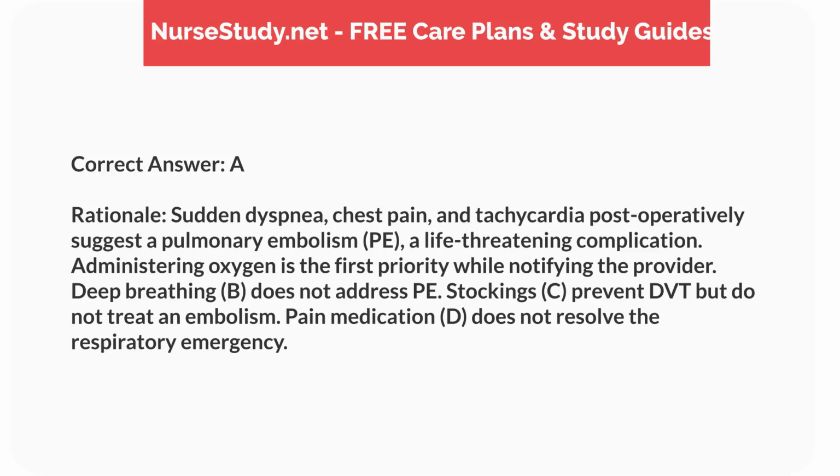Rationale: sudden dyspnea, chest pain, and tachycardia post-operatively suggest a pulmonary embolism, PE, a life-threatening complication. Administering oxygen is the first priority while notifying the provider. Deep breathing, B, does not address PE. Stockings, C, prevent DVT but do not treat an embolism. Pain medication, D, does not resolve the respiratory emergency.